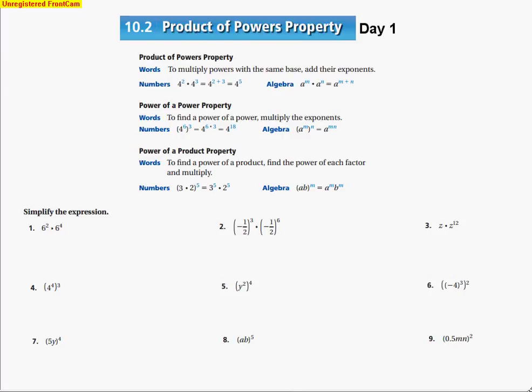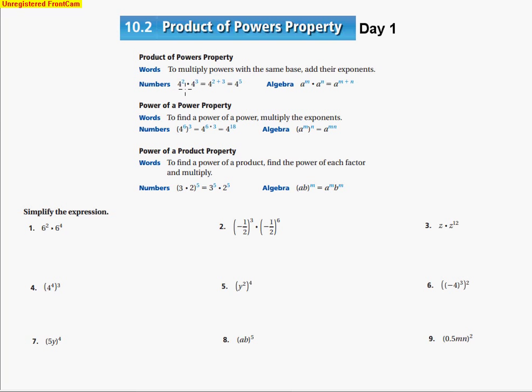This is the tutorial for Chapter 10, Section 2, titled Product of Powers Property. And it's day number 1. Let's take a look at our first type of problem that we're going to end up encountering. It says product of powers property, and in words it says to multiply powers to the same base, and we add the exponents, and that's what we end up doing here.